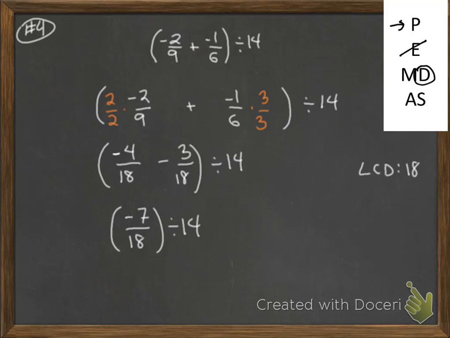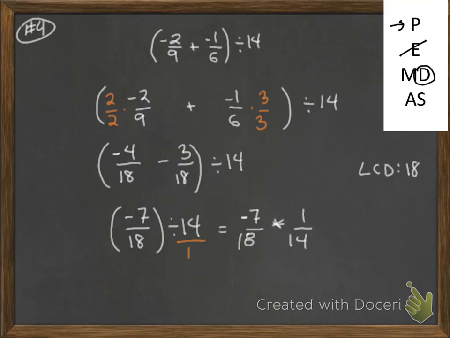So remember, we don't really know how to divide fractions. We only know how to multiply by their reciprocal. So you might be thinking to yourself, well, 14 isn't a fraction. But remember, you can always make a whole number a fraction by simply placing it over 1. And when you do that, it makes it a little more obvious how to rewrite this as a multiplication problem. I can rewrite it as negative 7 over 18 times 1 over 14.